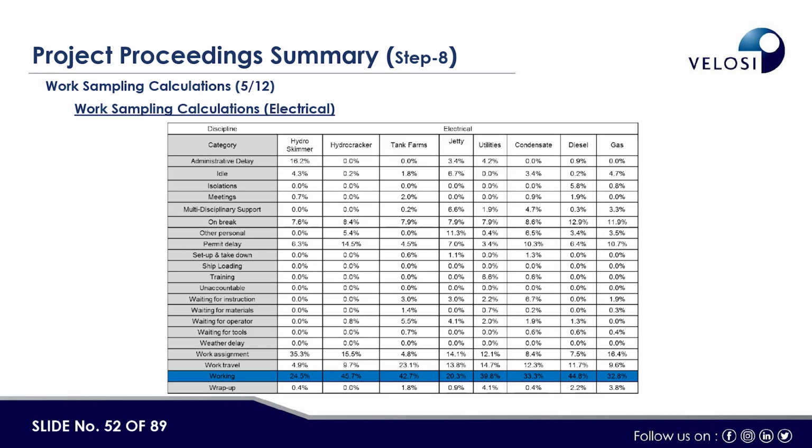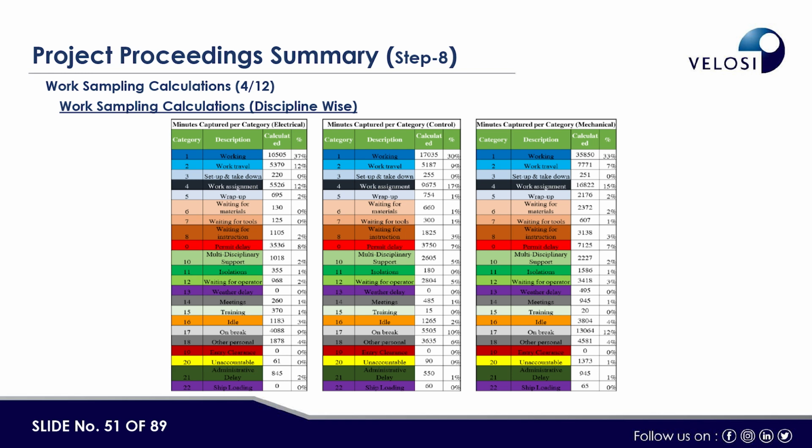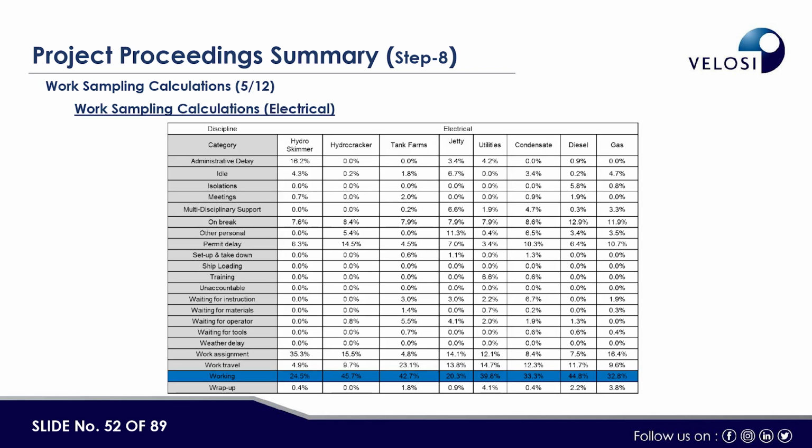If we see these calculations, the previous one, if I go back, was per discipline: electrical, then controls, mechanical. Now we have electrical, but in different process plants like hydroskimmer, hydrocracker, tank farm, jetty, utility, condensate, diesel or gas area. So here we see how wrench time varies across the various areas.